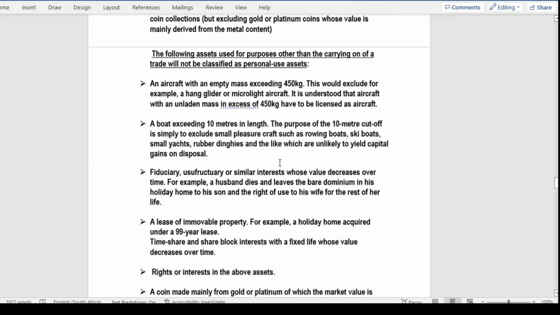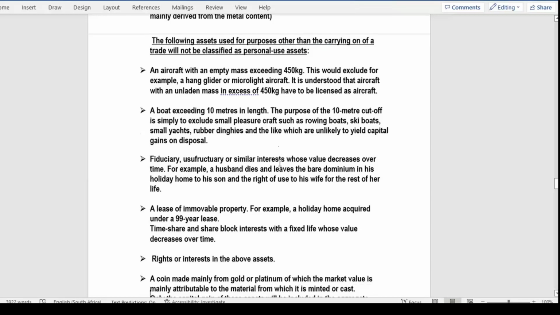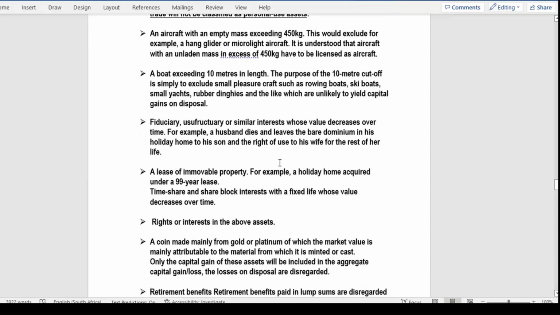Right, so the following assets used for purposes other than the carrying on of a trade will not be classified as personal use assets. An aircraft with a mass exceeding 450 kilograms. This would exclude, for example, a hang glider or microlight. And a boat exceeding 10 meters in length. The purpose of the 10-meter cut-off is simply to exclude small pleasure craft such as rowing boats, ski boats, small yachts, rubber ducks and the like, which are unlikely to yield capital gains on disposal.